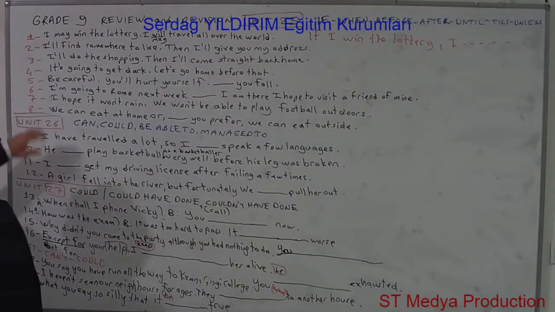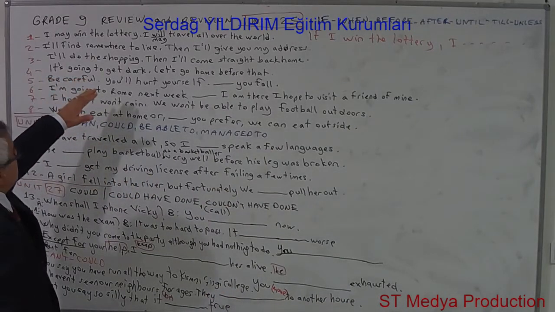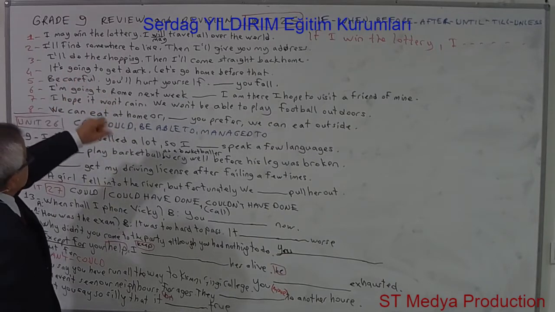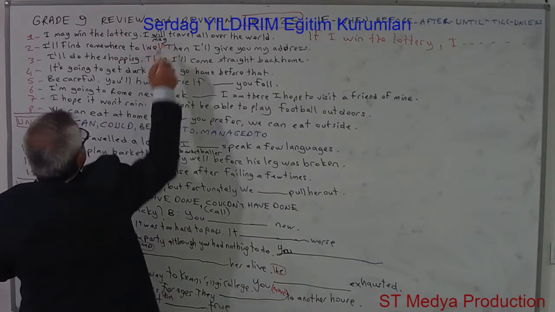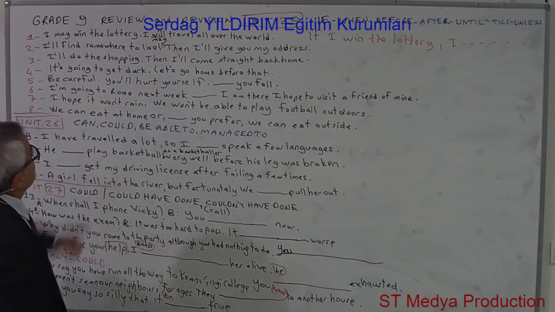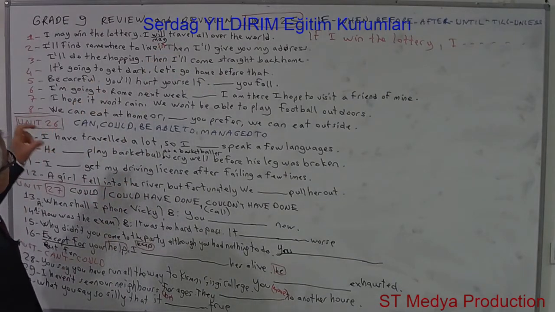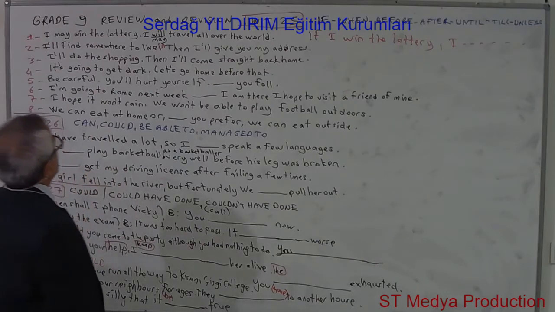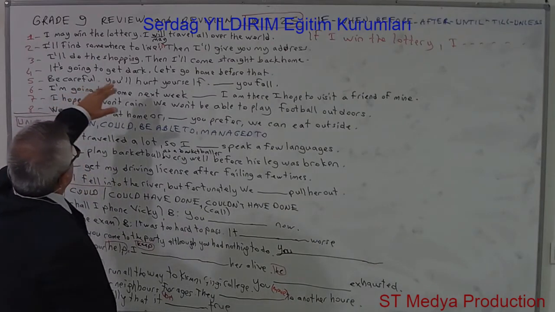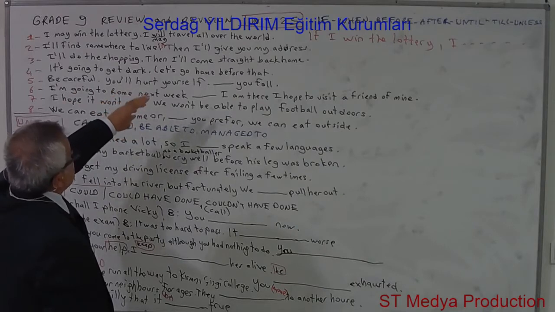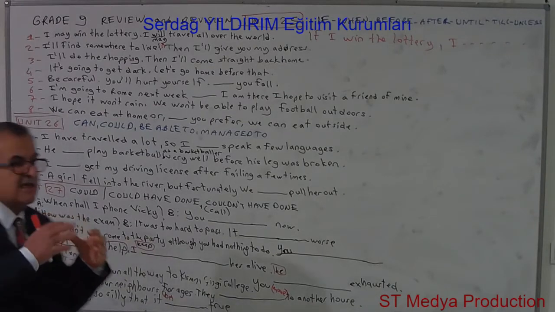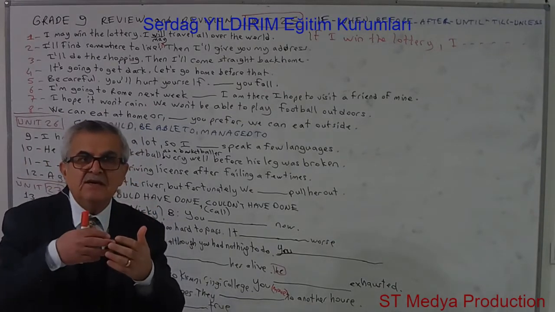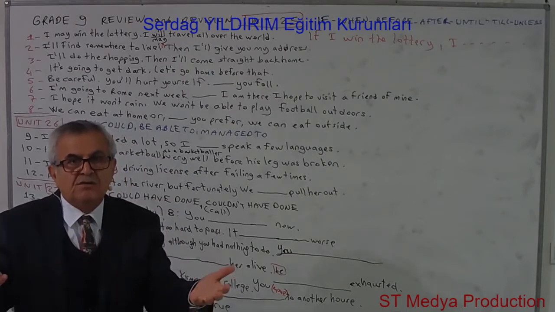Question 2. I will find somewhere to live in, of course. There should be something written here in the exercise book. It wasn't written, but I'm writing it there to make it more meaningful. Right. I'll find somewhere to live in, then I'll give you my address. Okay, my friends? So, what do you think about this sentence? Is it a possibility, or is it certain?